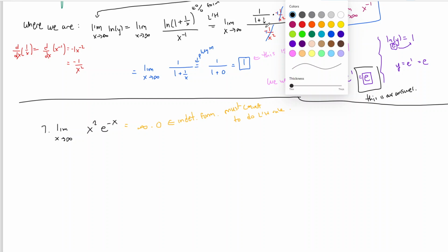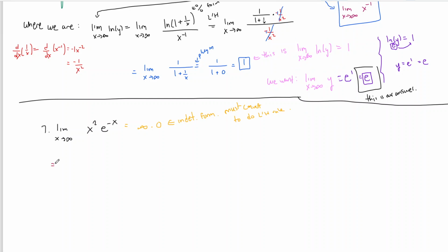All right, so how are we going to convert it? Well, go ahead and rewrite it. What we talked about before is we want to bring one part down. So either we're going to bring the x squared down or the e to the negative x down. And for this one, neither is terribly hard. If you bring one down, it really isn't going to make a big difference, but there is a better choice.